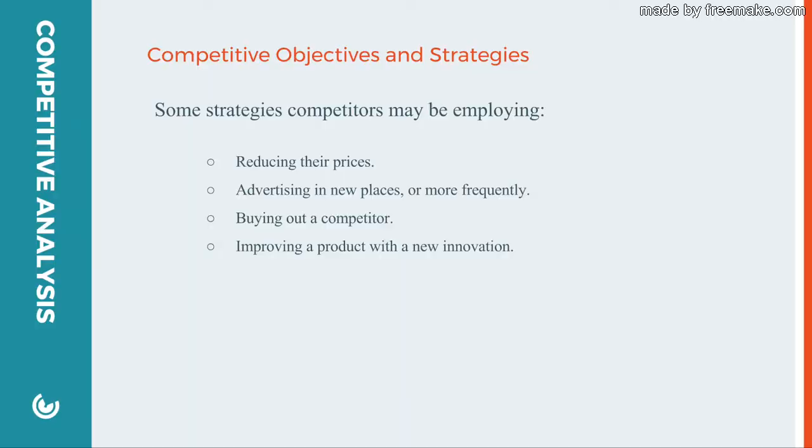Once you've identified what objectives your competitors are trying to achieve, you need to see what strategies they have employed so that you can eventually counteract. Some strategies they may be using are reducing their prices, advertising in new publications or advertising more frequently, buying out a competitor to increase market share and customer base, or improving a product with a new innovation.